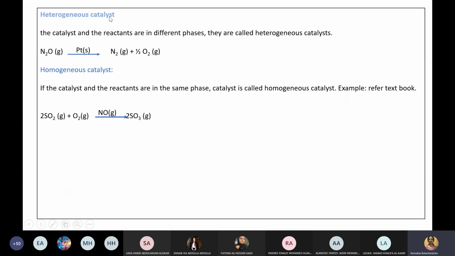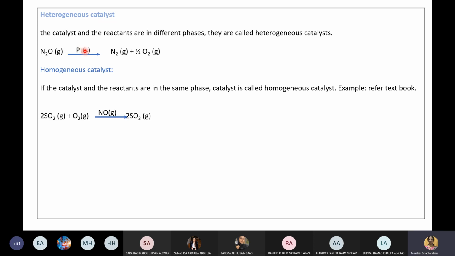Can you see what is written here? One is called heterogeneous catalyst. The other one is called homogeneous catalyst. Heterogeneous catalyst means the catalyst and the reactants are in different phases. Look here. This is the catalyst, platinum. What is the state here? Solid. And here the reactant N2O is a gas. So solid and gas will not be in the same phase. So this is an example of heterogeneous catalyst.